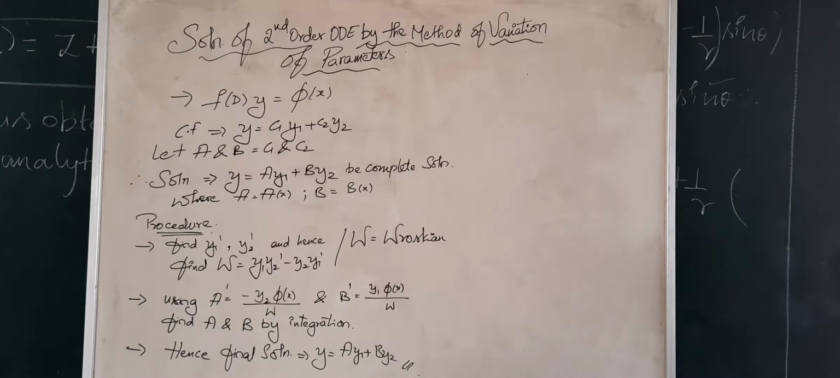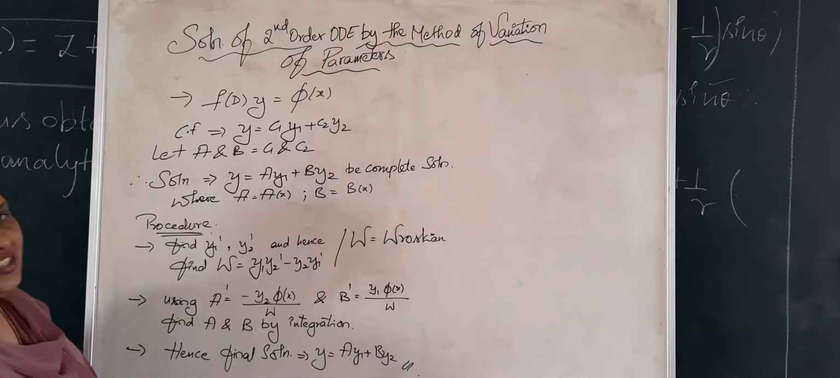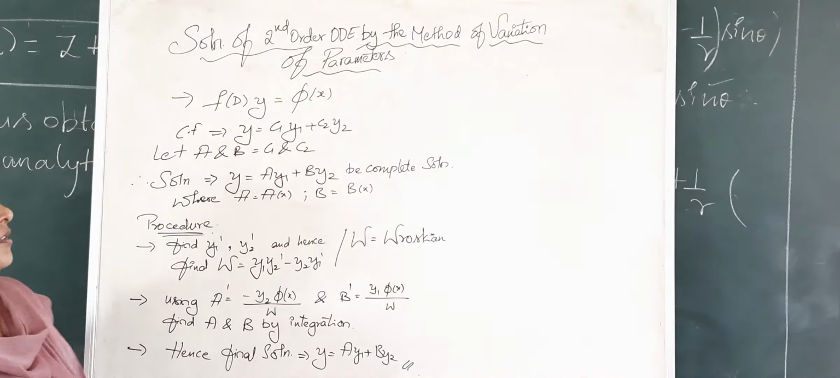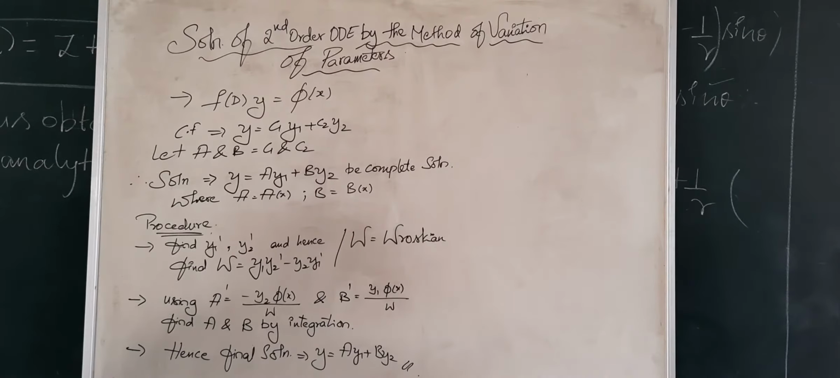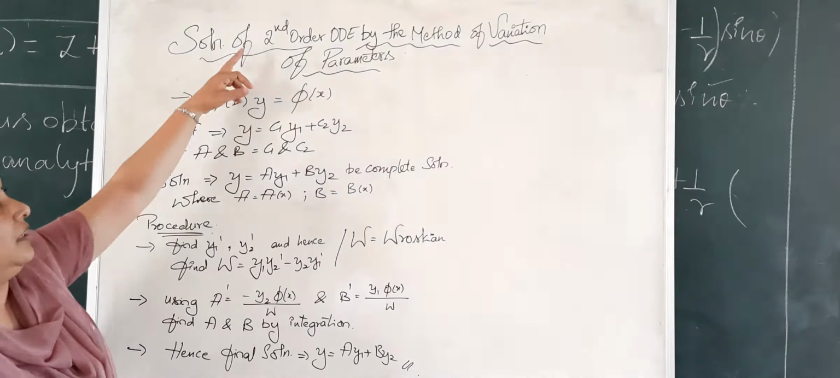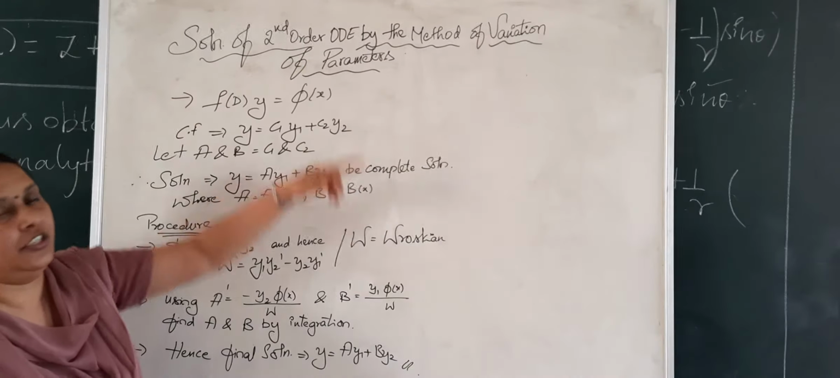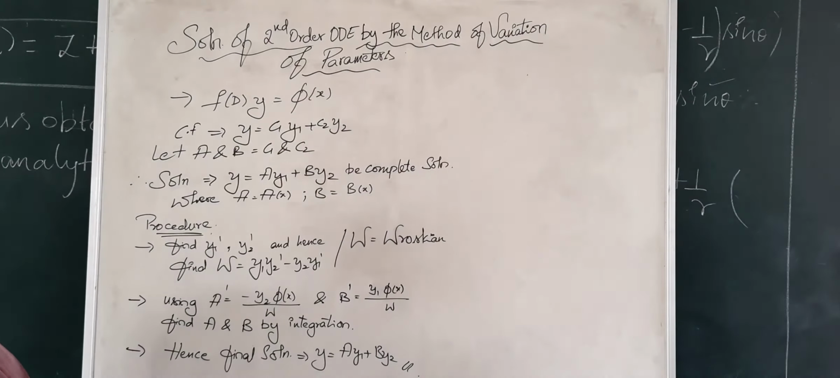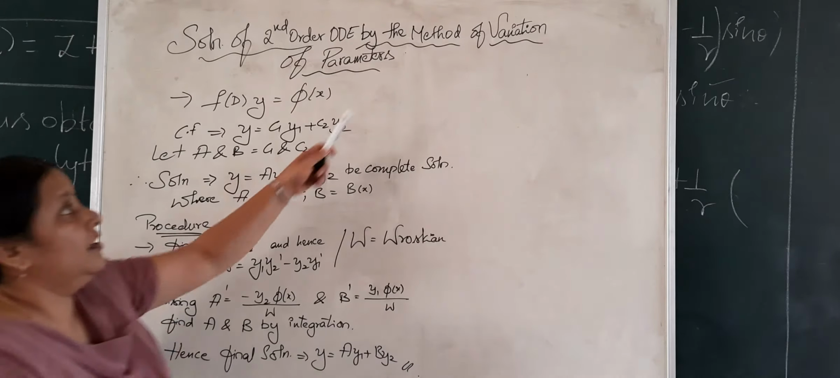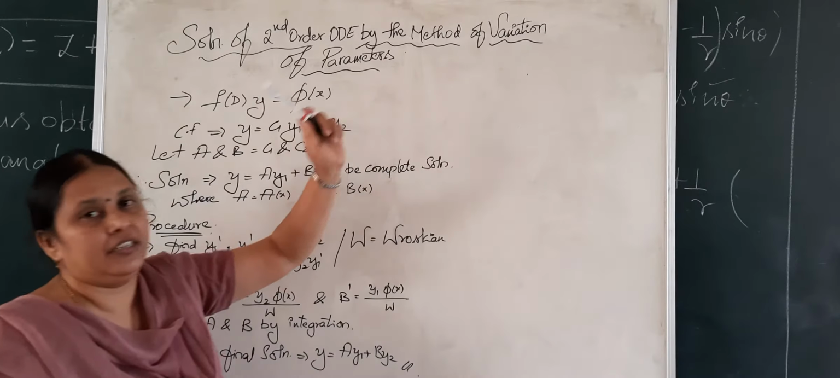We are done with the different types of functions under the non-homogeneous linear differential equations for phi of x. Now the next concept is to find the solution of a second order ordinary differential equation by using a different method. The name of the method is method of variation of parameters.